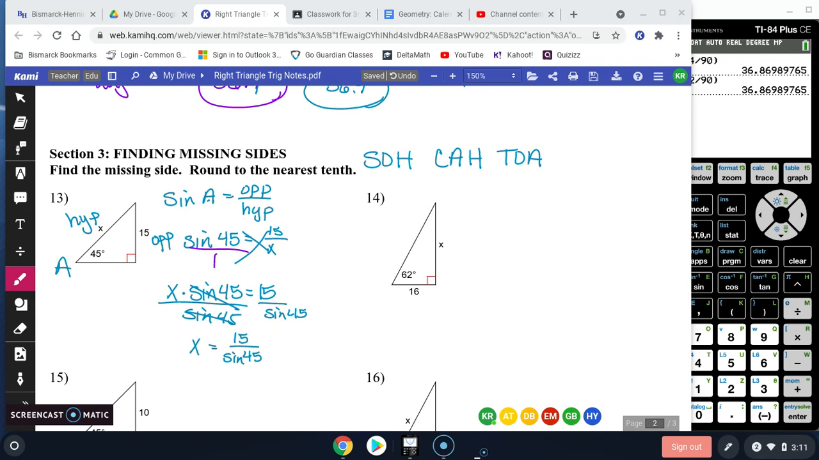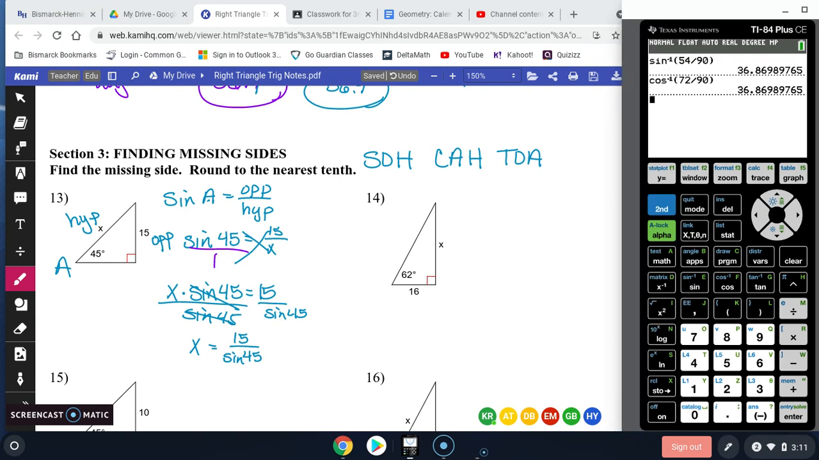In your scientific calculator, you can do this all at the same time. You're going to go 15 divided by sine, not the inverse sine, just the regular sine. So go sine of 45, and that equals 21.2. So that hypotenuse, that missing side, is going to be about 21.2 units long. That makes sense because my other side was 15 and the hypotenuse is the longest side, so it would need to be a value bigger than 15.